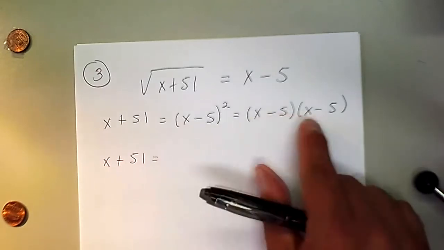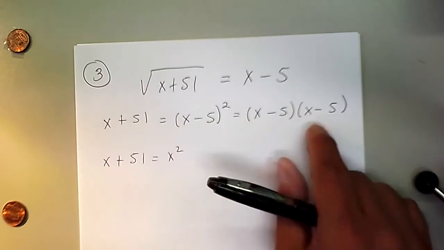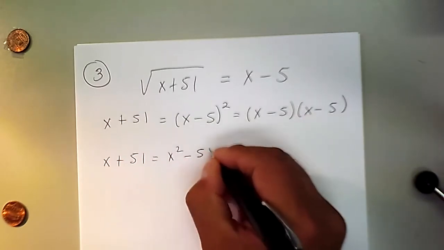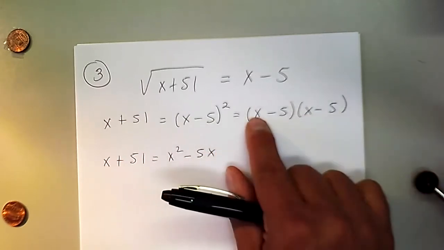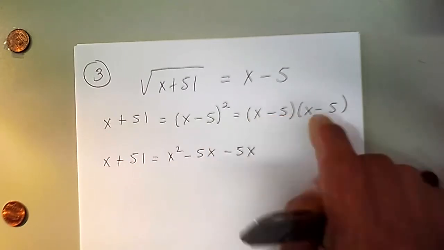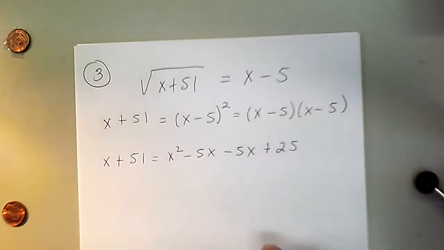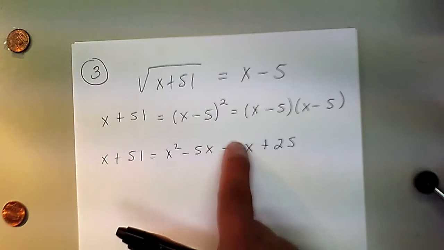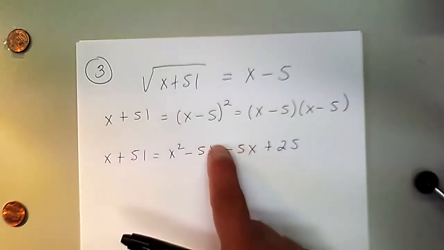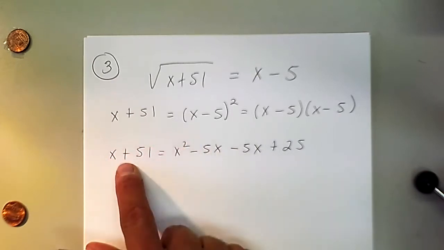So x times x is x squared. X times negative 5 is negative 5x. Negative 5 times x, negative 5x. And then negative 5 times negative 5 is plus 25. Okay, of course, that is going to simplify to negative 10x. But then there's another x that we can subtract from both sides of the equation.